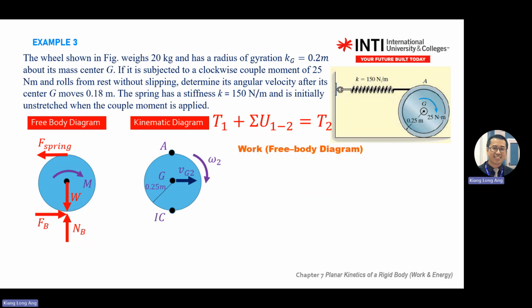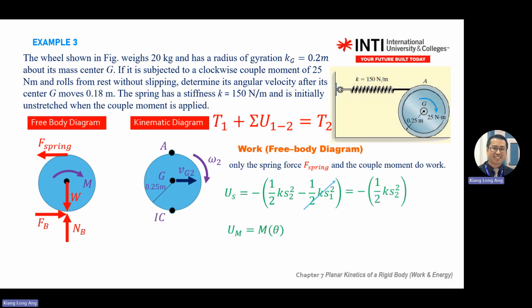So then the rest is work. For work, you look at the free body diagram only. Does the spring do work? Yes. Does the moment also do work? Yes. Does the weight do work or not? Oh, this one doesn't do work. Right, okay, only the spring and the couple moment do work.